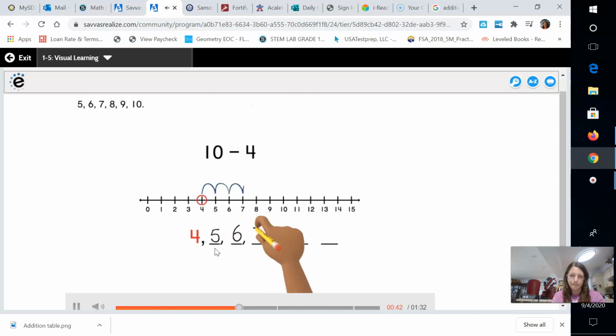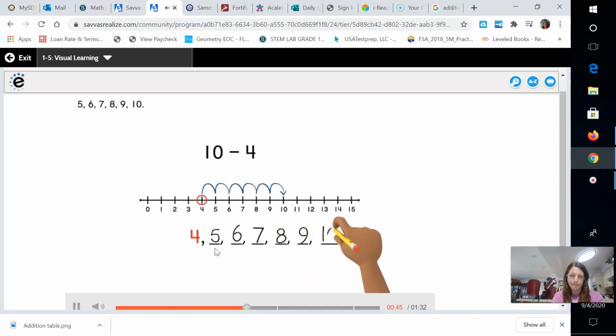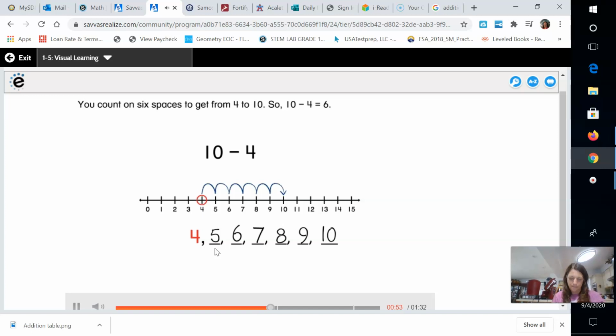5, 6, 7, 8, 9, 10. You count on 6 spaces to get from 4 to 10. So 10 minus 4 equals 6. So that's a little different than starting at the subtraction problem, starting at the big number and counting backwards, but it works the same way. You can start from the little number in the subtraction problem and count up to the big number, and you still will get the answer 6, and I think they're going to show you that.